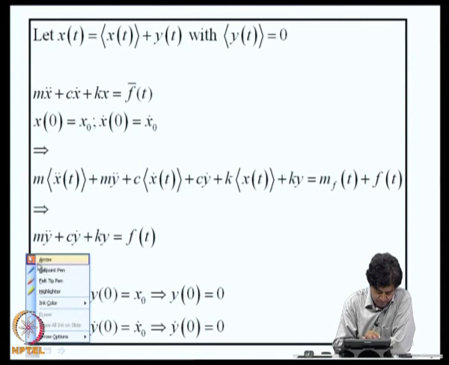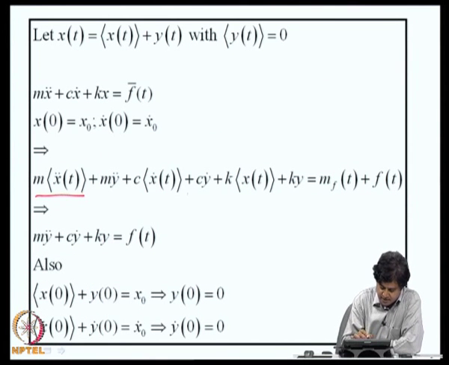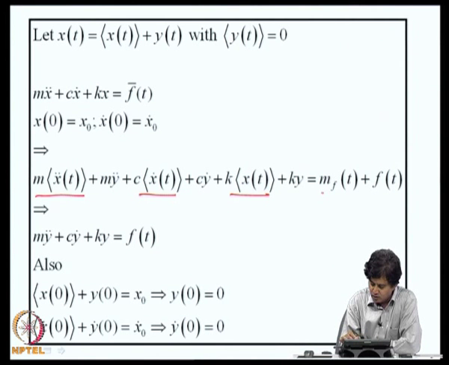We have already seen that the sum of these 3 terms is equal to this, because that is the governing equation for the expected value of x of t. Therefore, we can cancel out these 3 terms, and what we are left with is m y double dot plus c y dot plus k y equal to f of t. Similarly, considering the initial conditions, the expected value of x of 0 plus y of 0 is x naught, but we have already seen that the expected value of x of 0 is x naught. This would mean the expected value of y of 0 would be 0, and by the same argument the expected value of y dot of 0 is also 0.